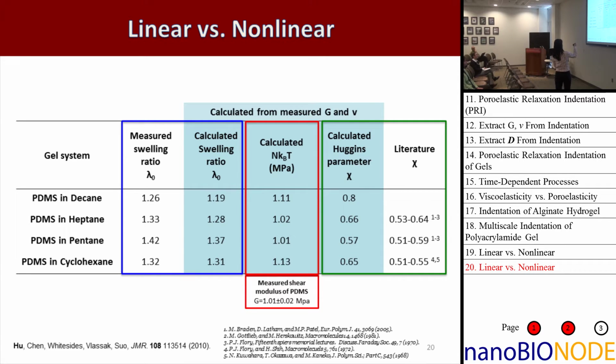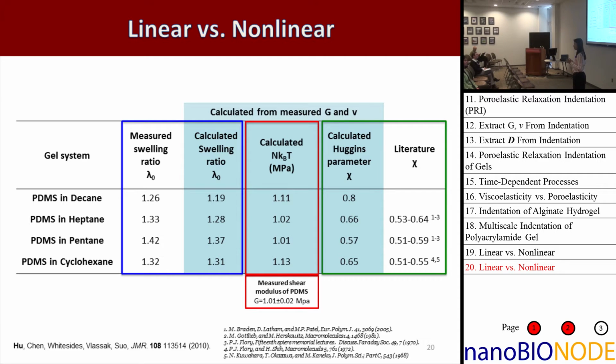And NKT is actually the shear modulus of dry polymers before it swells in any organic solvent, right? So for PDMS, I also measure this shear modulus independently before I throw it into organic solvent. And here is the measured value. Here is the calculated value. And you can do the comparison.